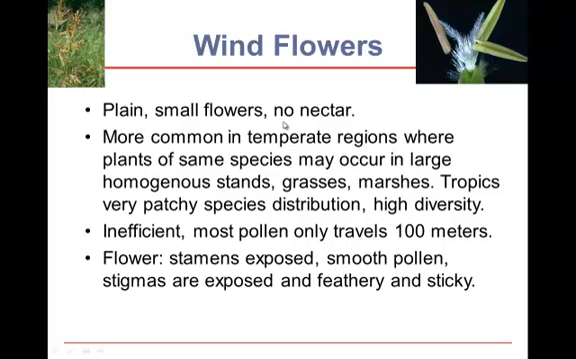Windflowers are plain small flowers that produce no nectar. They don't need to be pretty. They don't need to provide a reward because their pollen is moved by the wind. Now, in addition to the features that I've just mentioned for windflowers, wind-pollinated plants tend to grow in large homogeneous stands, that is, stands of the same kind of plant. So grasses occur in grasslands. Marsh plants that are wind-pollinated occur in large tracts of marsh plants of the same species.